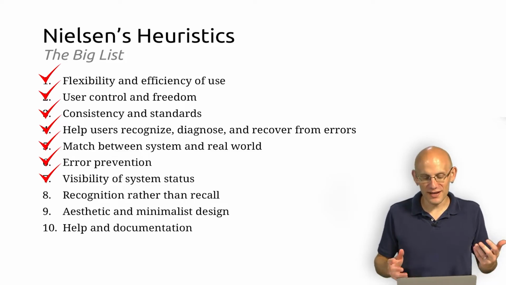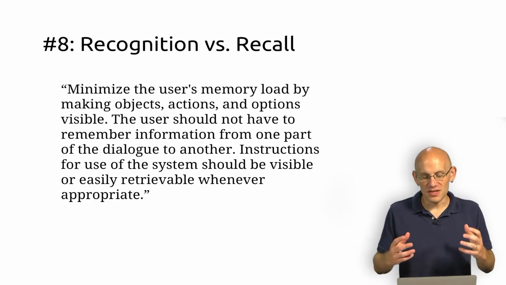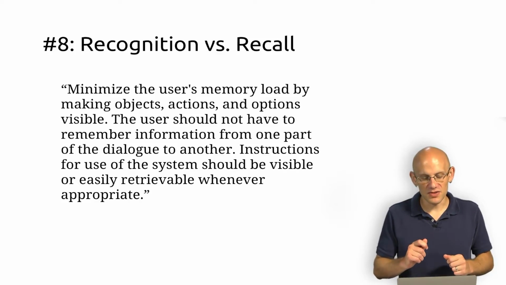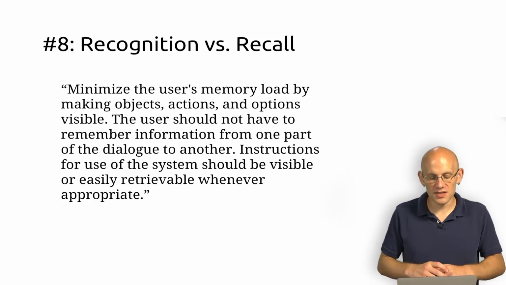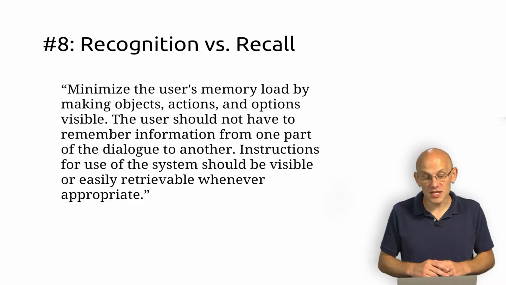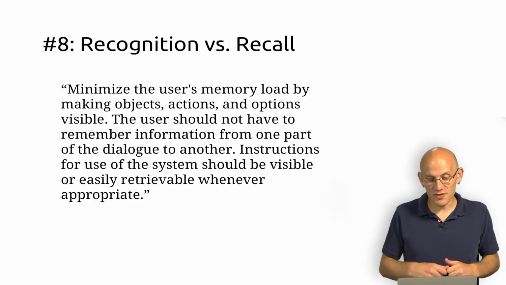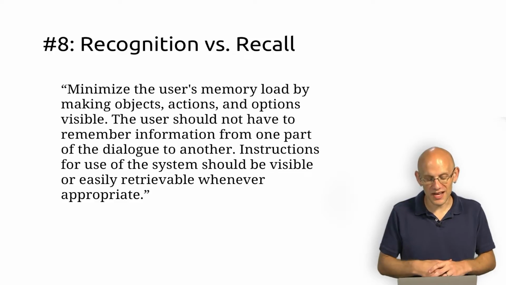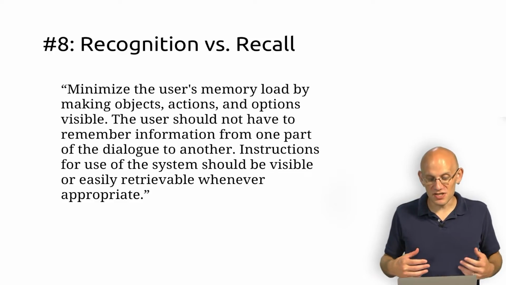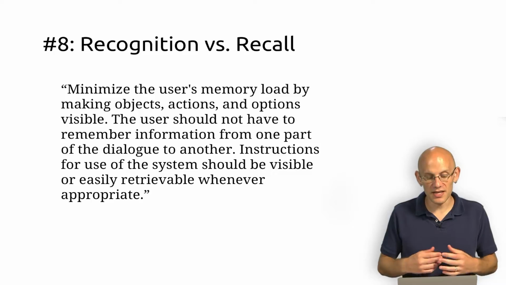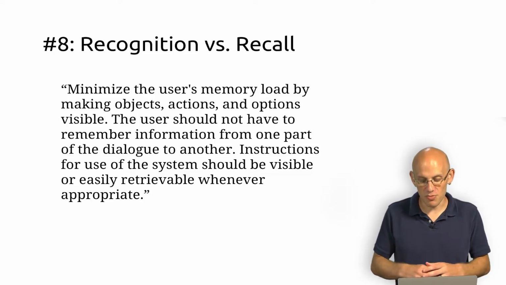Let's start with recognition versus recall. So Nielsen defines this heuristic as follows. We want to make sure that we minimize the user's memory load by making objects, actions, and options visible. The user should not have to remember information from one part of the dialogue to another. Instructions for use of the system should be visible or easily retrievable whenever appropriate.